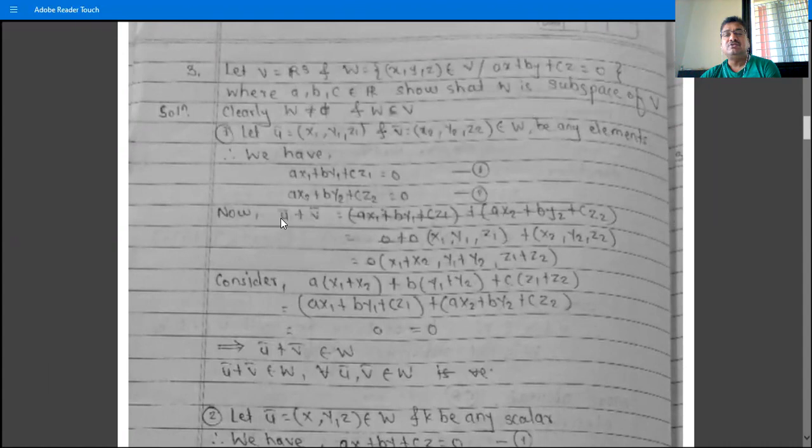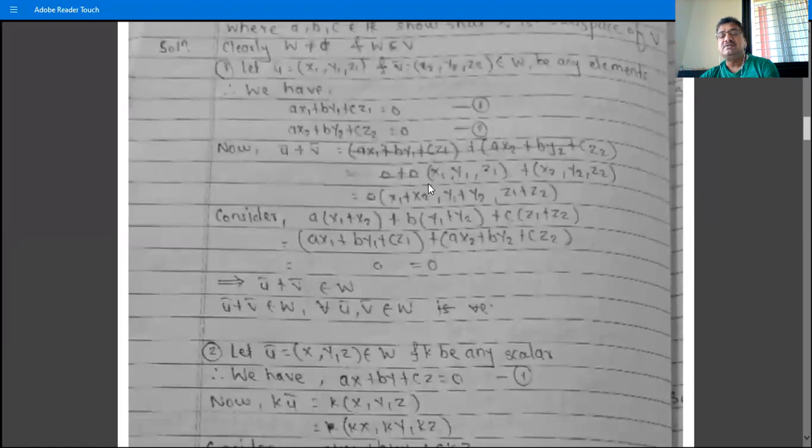Now what is U bar plus V bar? Addition of these two elements x1, y1, z1 plus x2, y2, z2 is x1 plus x2, y1 plus y2, z1 plus z2, the usual addition. Now we have to show this is an element of W. So consider a into x1 plus x2, plus b into y1 plus y2, plus c into z1 plus z2, and we show it is equal to 0. If this is equal to 0, then we say that x1 plus x2, y1 plus y2, z1 plus z2 belongs to W.